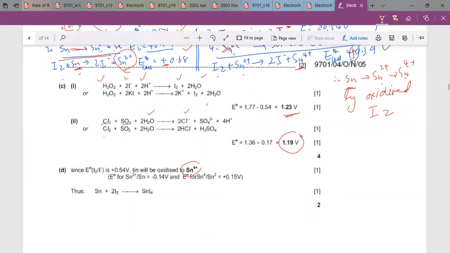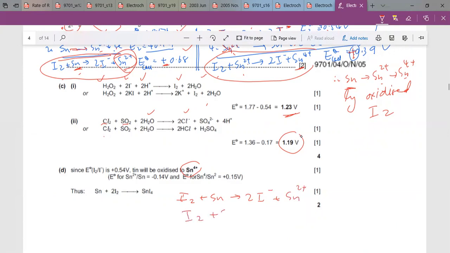So they ask you for the overall equation. So what's the overall equation? Very simple. Use this one here and this one here. The two equations here, which means what? I2 plus Sn to give you 2I minus plus Sn2 plus. Okay, the first one. Second one is I2 plus Sn2 plus goes to what? 2I minus plus Sn4 plus.